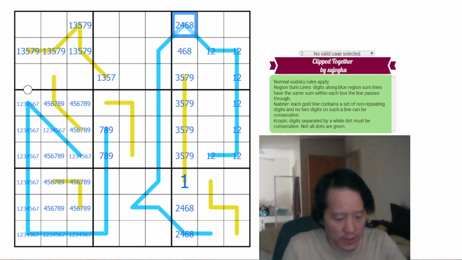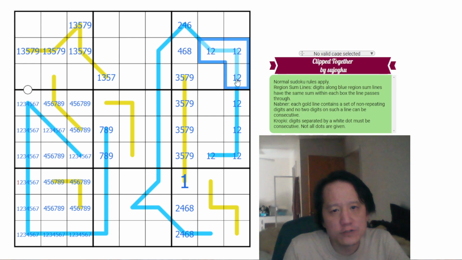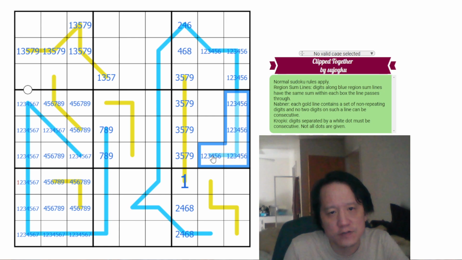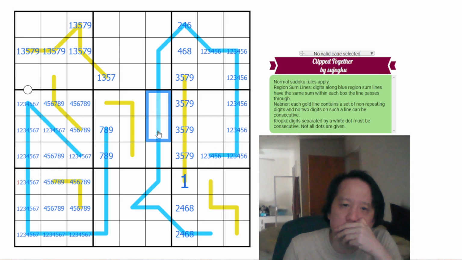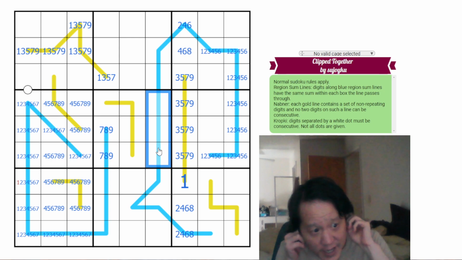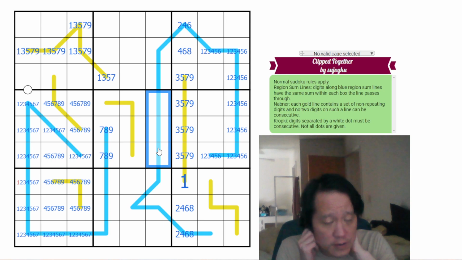This cannot have an 8. 1, 2, 3, 4, 5, 6. It cannot be 11. So this is either 12 or 10. Interesting.